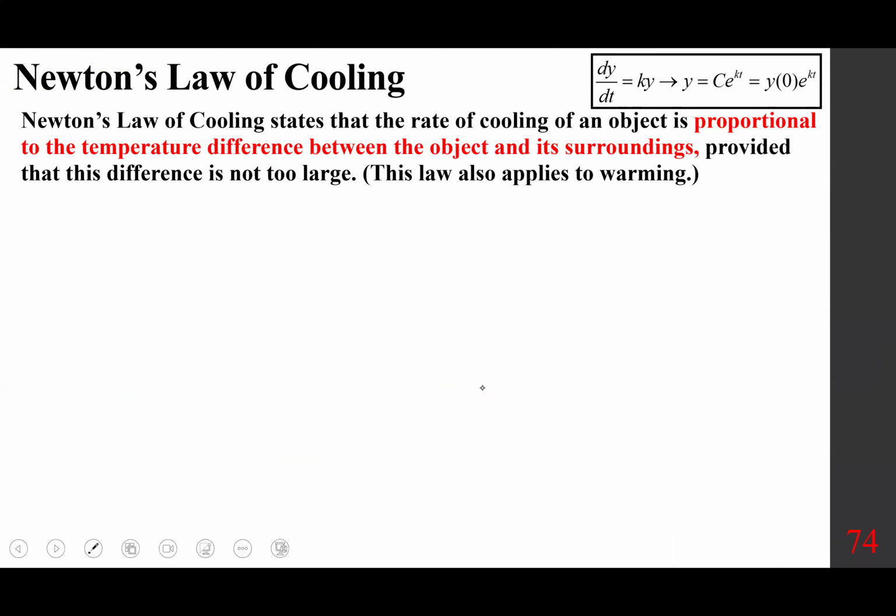And now Newton's law of cooling. Again, reminding you of what we have done. Newton's law of cooling states that the rate of cooling of an object is proportional to the temperature difference between the object and its surrounding, provided that this difference is not too large. This law also applies to warming.